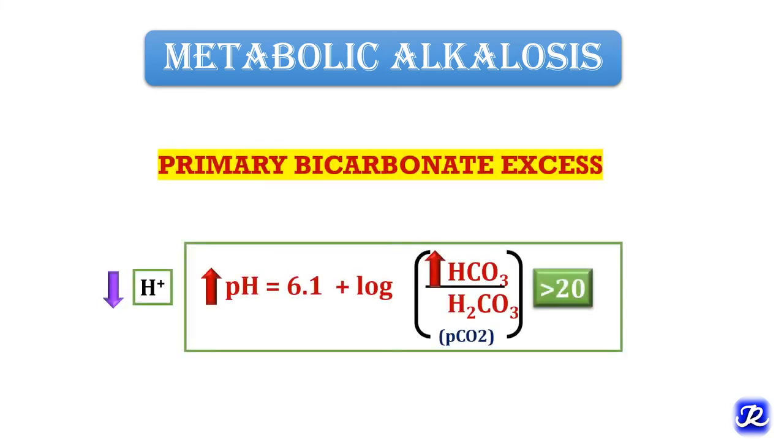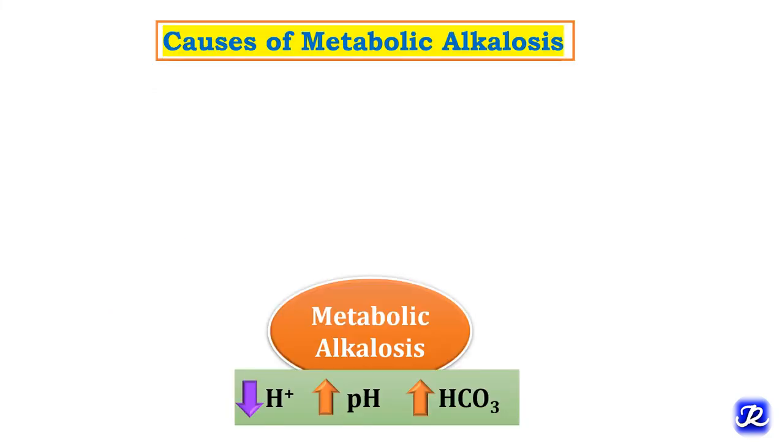Metabolic alkalosis is due to primary bicarbonate excess. So here there is increase in bicarbonate ion concentration, increase in pH, and the ratio of bicarbonate to carbonic acid is more than 20. Causes of metabolic alkalosis. Metabolic alkalosis is characterized by decrease in hydrogen ion concentration, increased pH, and increased bicarbonate concentration.